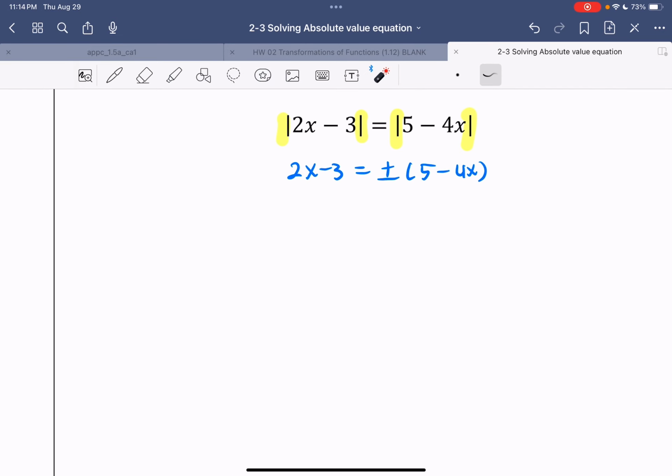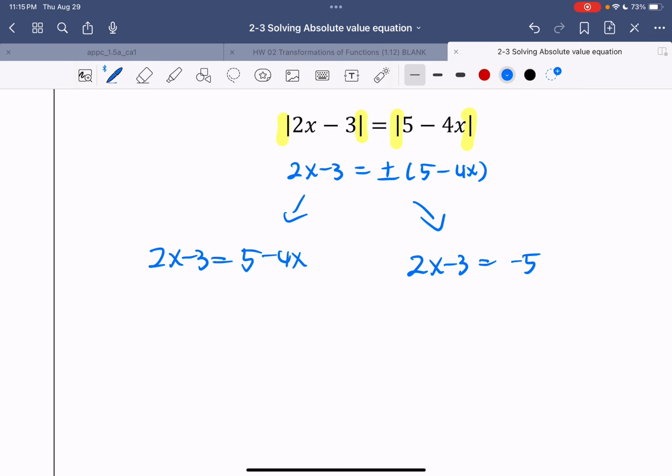So let's do it. This one is going to be 2x minus 3 equals, I write as it is, 5 minus 4x. Or the other one is 2x minus 3 equals, so positive 1, I write as it is. For negative 1, I flip the sign. So instead of positive 5, I'm going to put negative 5. Instead of negative 4x, I'm going to put positive 4x. Okay?